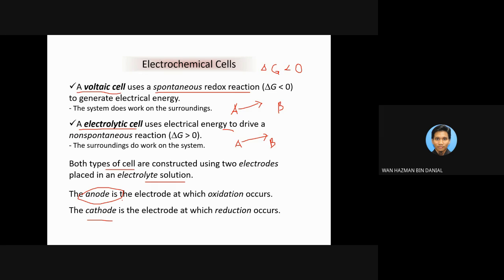So anode is where the oxidation occurs, and the cathode is where the reduction occurs. Ini tak berubah. When we say anode, it's always oxidation. When we say cathode, it's always reduction. Dia tak berubah. Okay, yang ni ingat. Senang nak ingat lah. Kalau tahu anode, what happens at the anode? It's always oxidation. Okay.